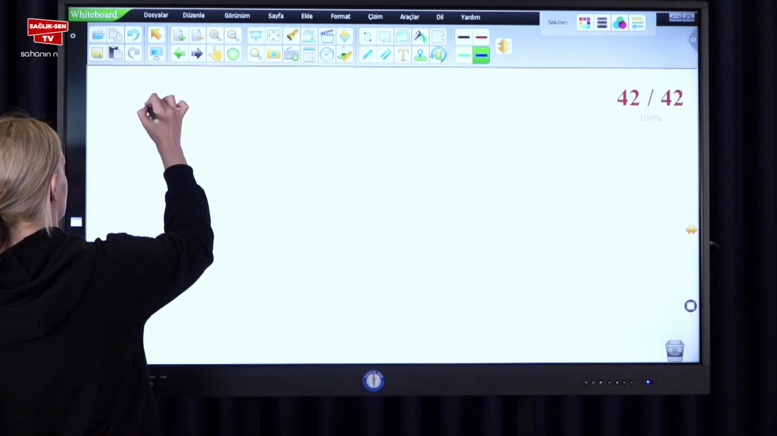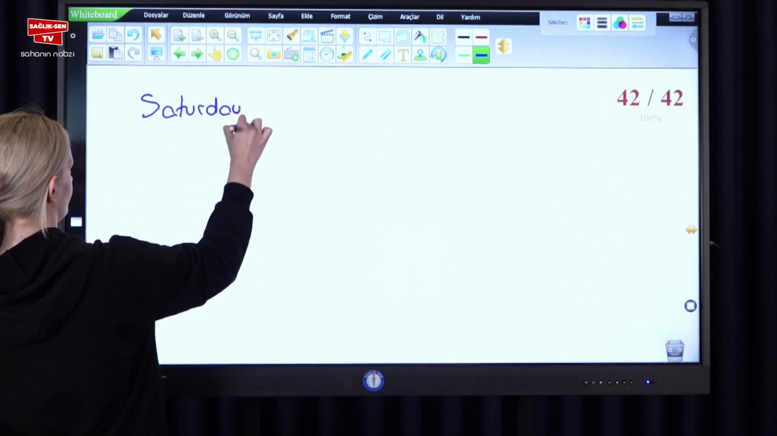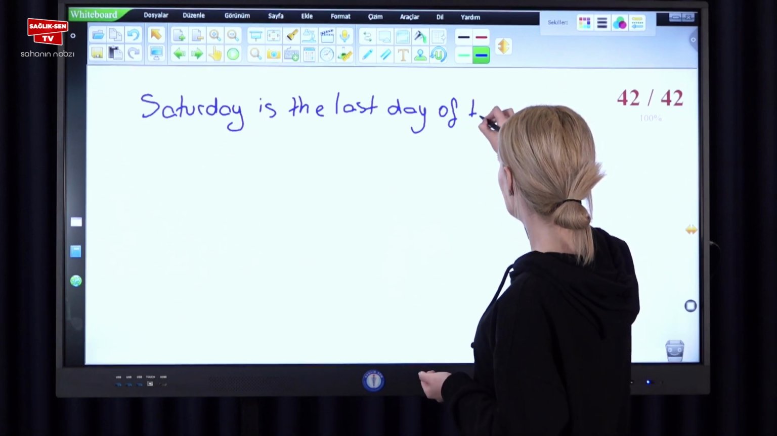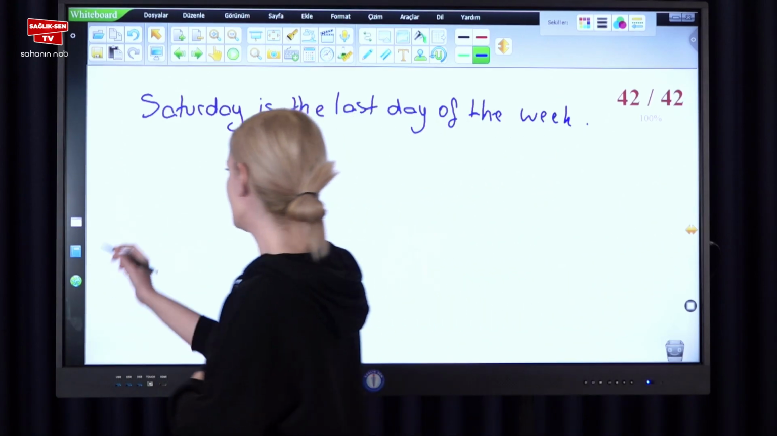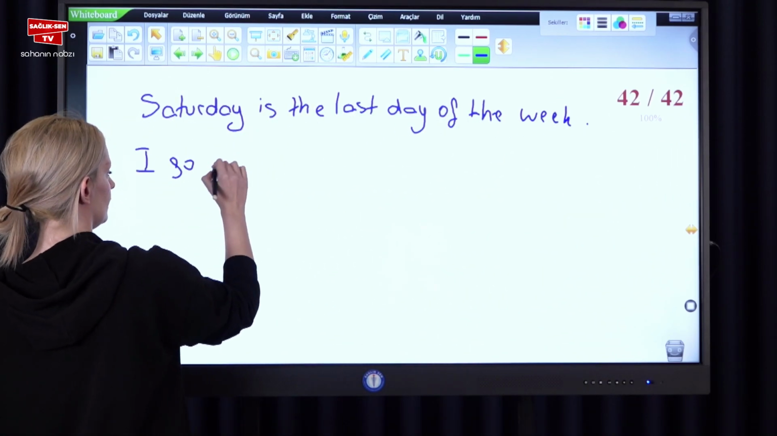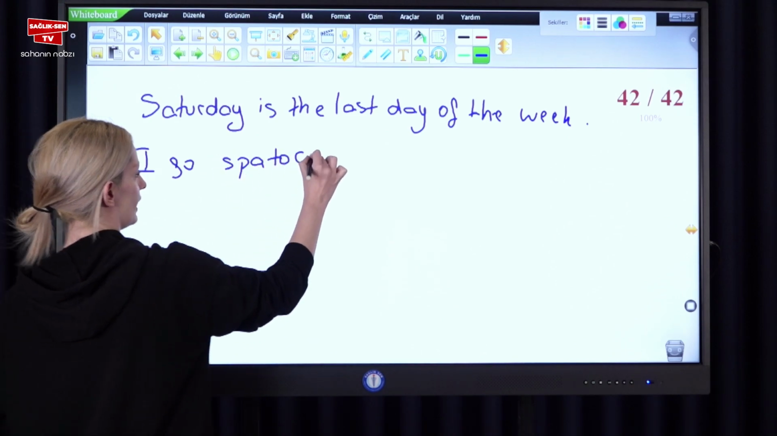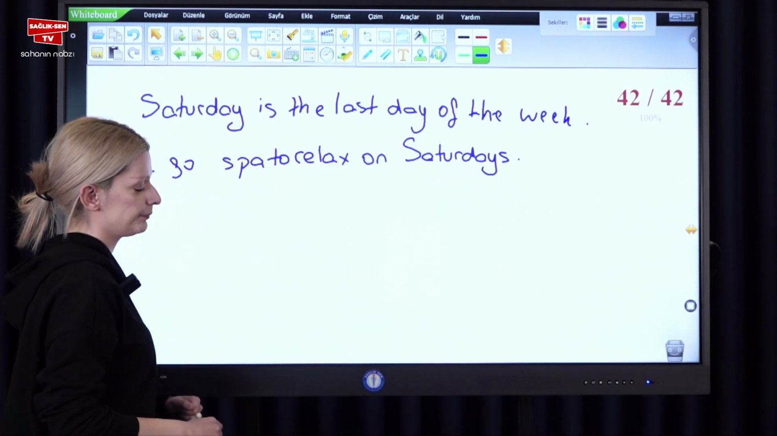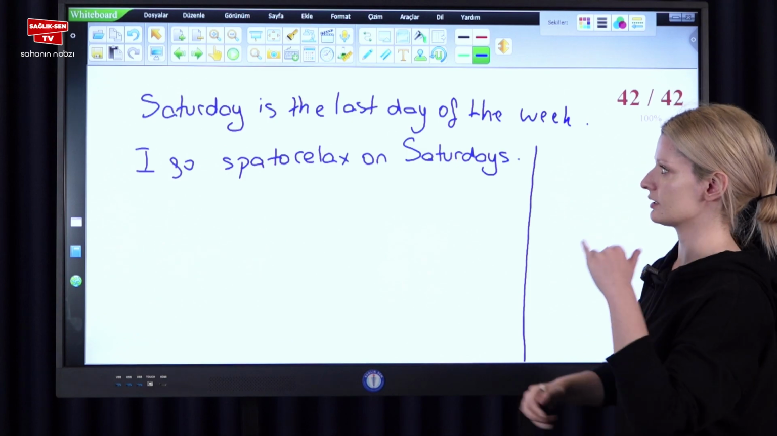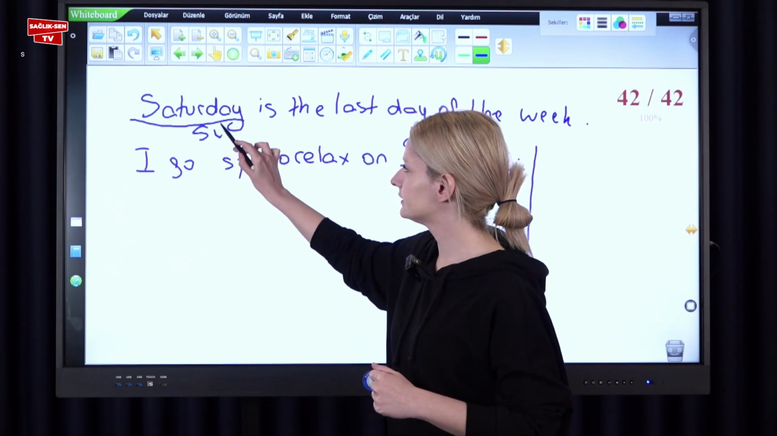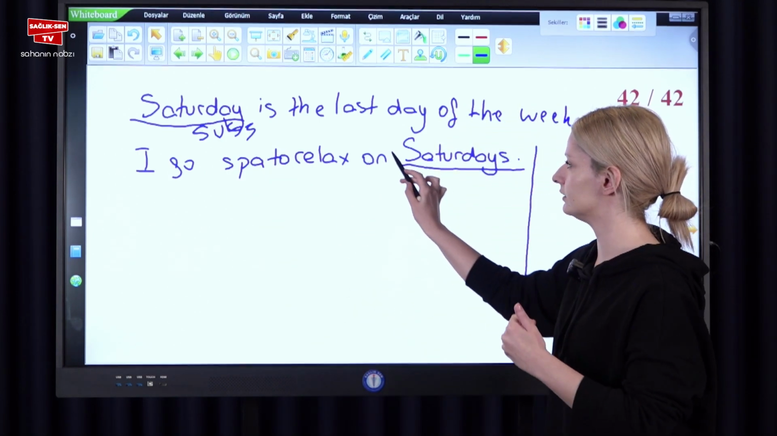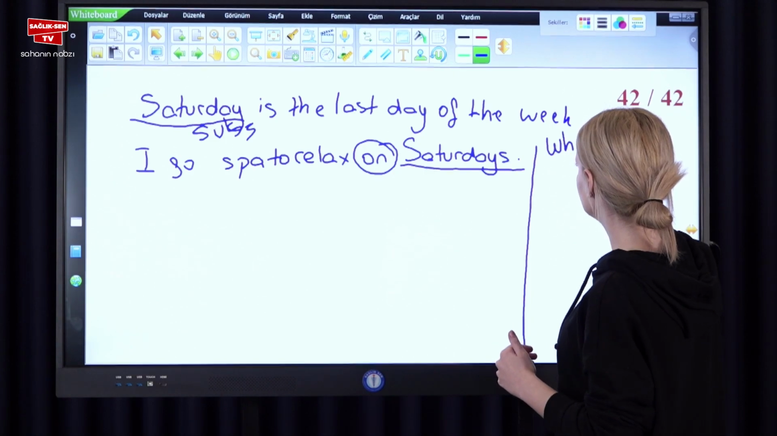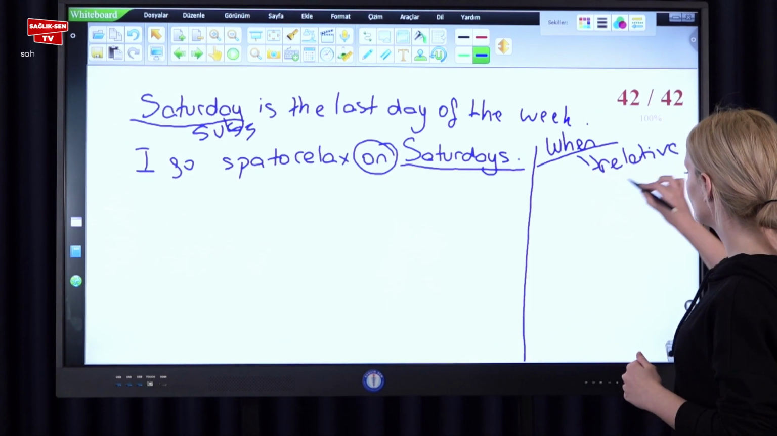For example, Saturday is the last day of the week. I go spa to relax on Saturdays. So the common thing in these two sentences is Saturday. In the first sentence, it is used as the subject, and in the second one, you can see the time preposition right before the time we have. So I am going to use relative pronoun where.